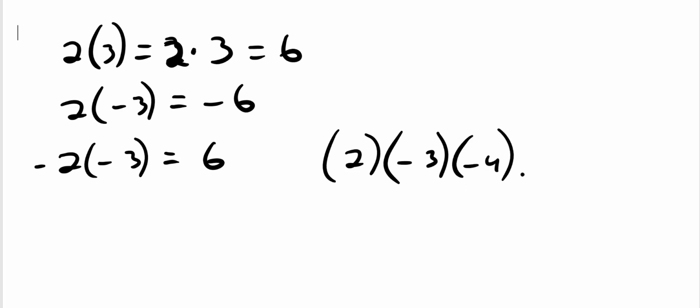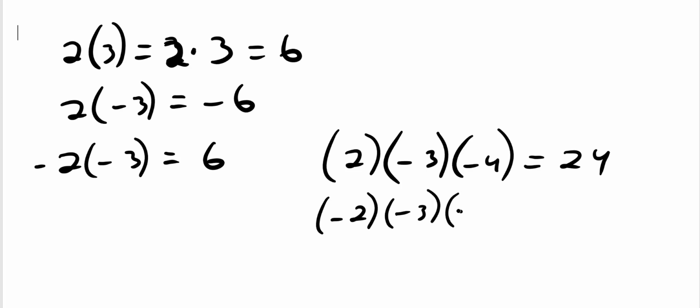And if I said 2 times negative 3 times negative 4, I got 2 negatives here, so it's going to be positive. So 2 times negative 3 is negative 6. Negative 6 times negative 4 is positive 24. If this one was also negative, no big deal. What's the final answer going to be? These give me a positive, and then times another negative gives me a negative. So in this case, negative 24. So it's pretty easy.